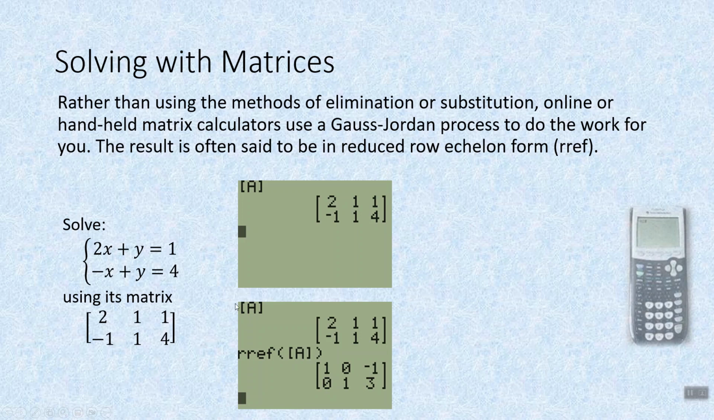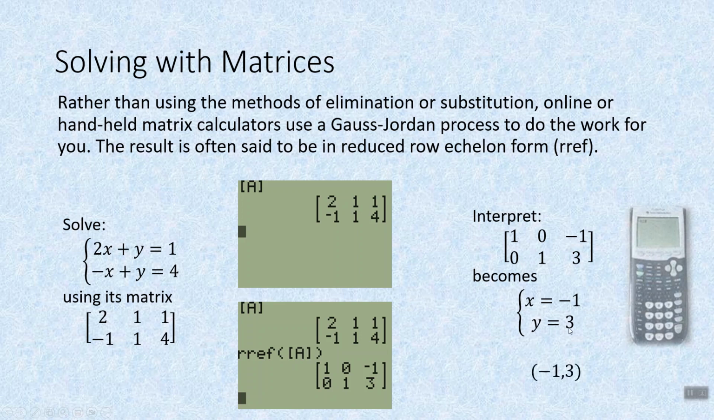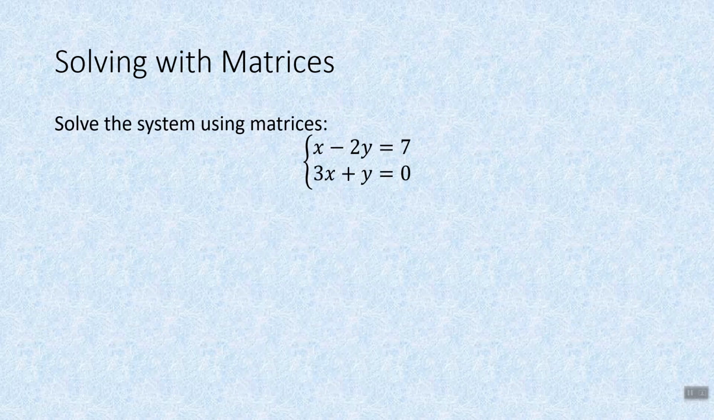But remember, just as we could go from system to matrix, we could go from the matrix back to the system. Our first column was all about the x's, so 1x and no y's equals negative 1, x equals negative 1. 0 x's, so 1y is equal to 3. And we have our answer, negative 1 comma 3 for this solution. All right? So matrices can do all of this for you.